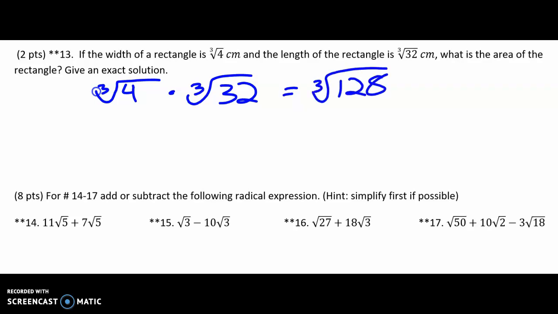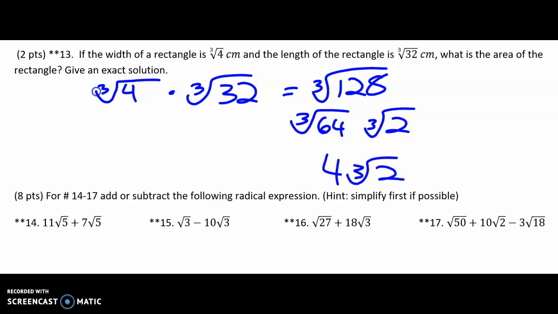You have to see if you can break that down at all. 64 times 2, I believe, is 128. Hopefully I didn't mess that up. So finally, take the cube root of 64, which is 4, and the cube root of 2 stays. You can't take that. So there you go.